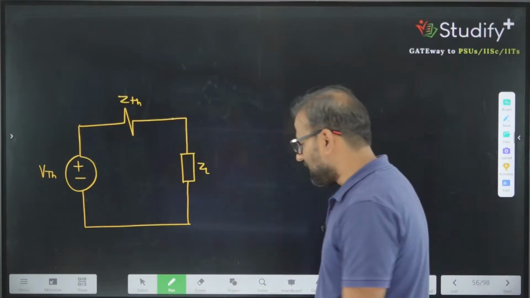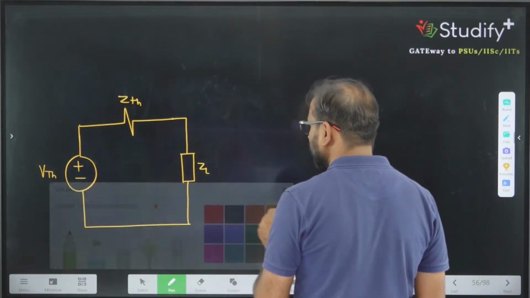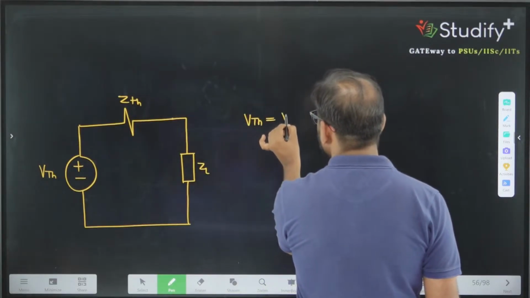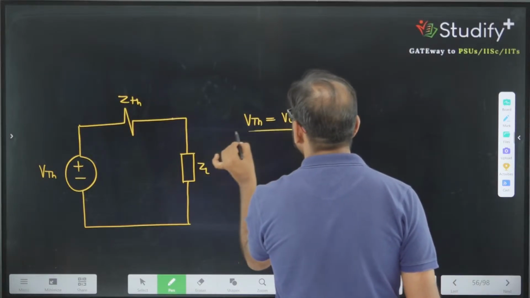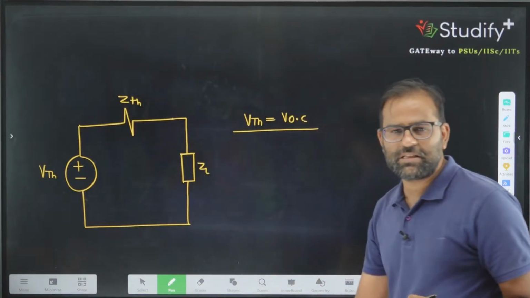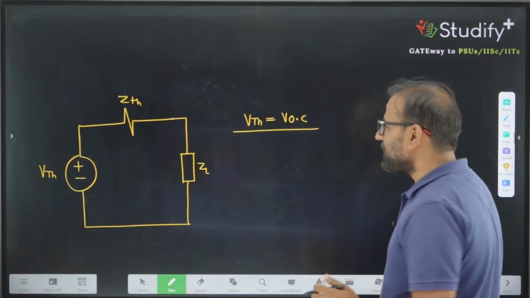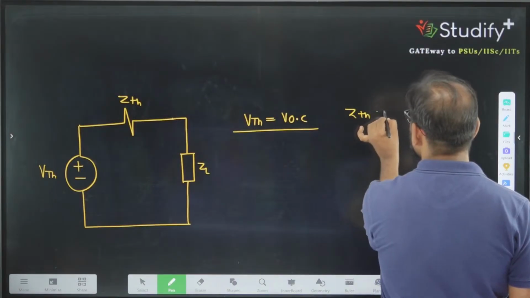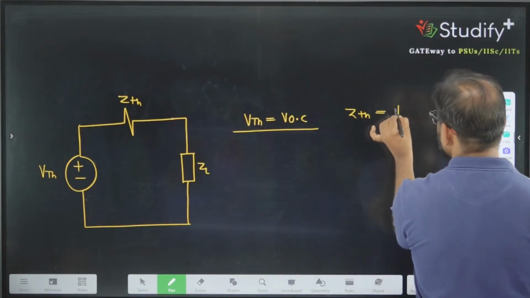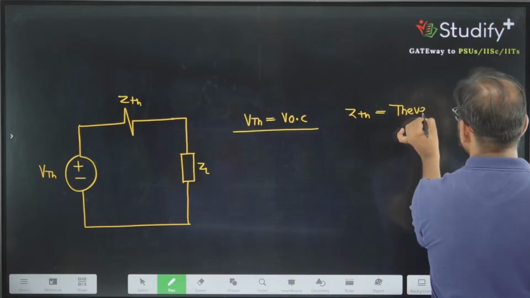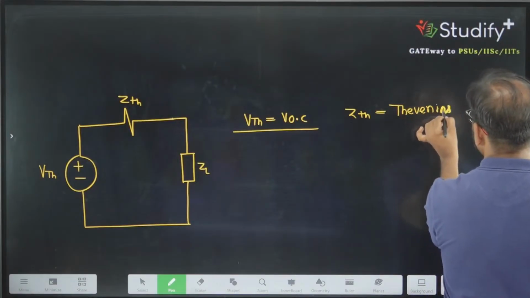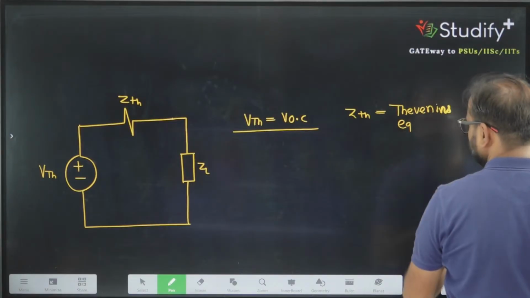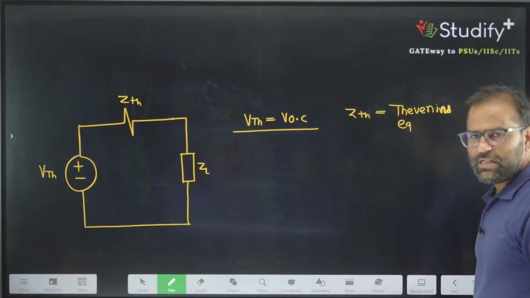So this is known as Thevenin's equivalent. ZL is the load, so we are interested in only two values. The first value is VTH, which is also known as the open circuited potential across the load. Open circuited potential across the load means just remove the load and calculate the open circuit voltage across it. And ZTH is known as the Thevenin's equivalent resistance. So we are interested in these two parameters.